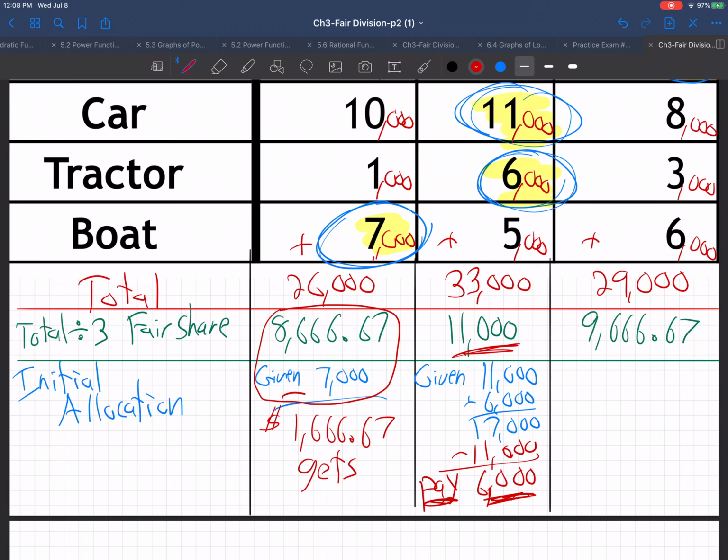He has to return $6,000. He gets the car and the tractor, but they total $17,000, which is more than his fair share. So subtract. He's got to pay back $6,000.